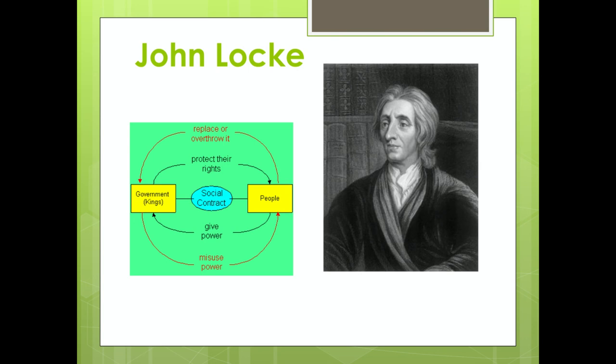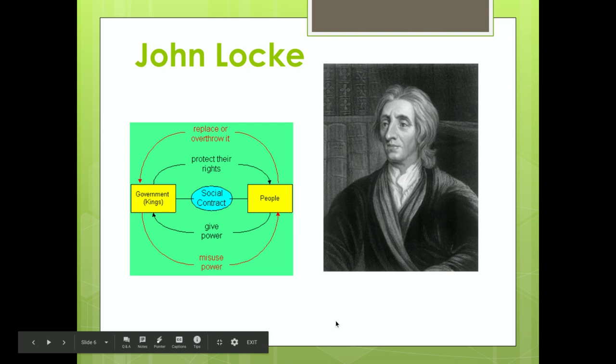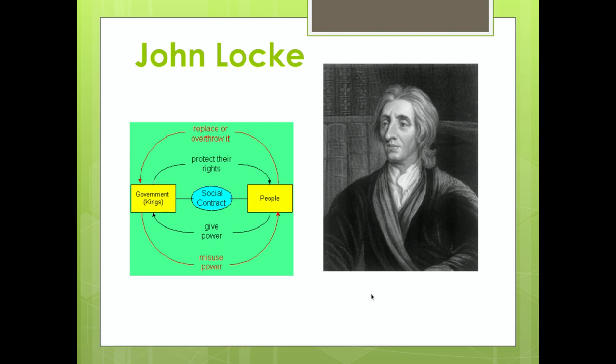And of course, he's going to lend a lot of his ideas to what would later be in the Declaration of Independence. And here's an idea of the social contract and who has power, who gets power, who protects whose rights, and so on. But again, John Locke, major figure during the Enlightenment, major influence in our Declaration of Independence and in the writings of Thomas Jefferson and some of the other founding fathers.